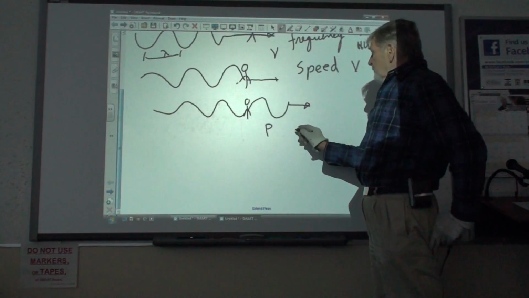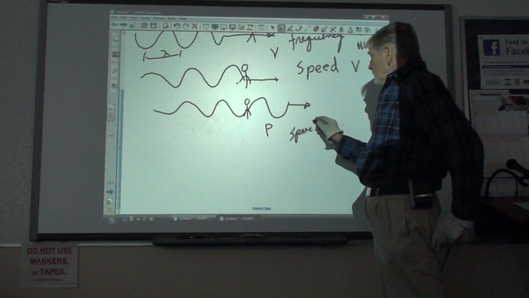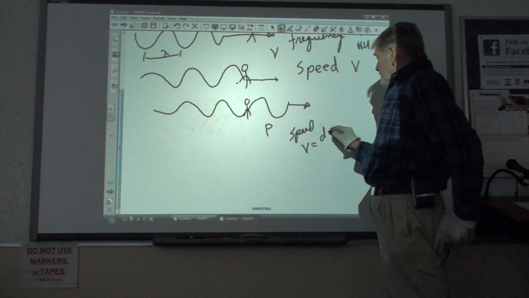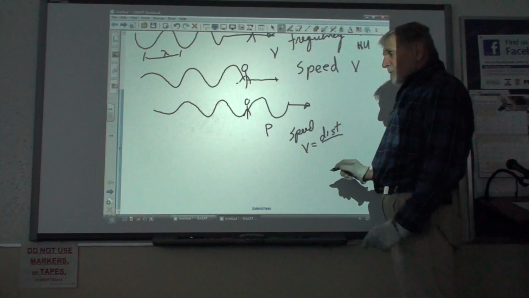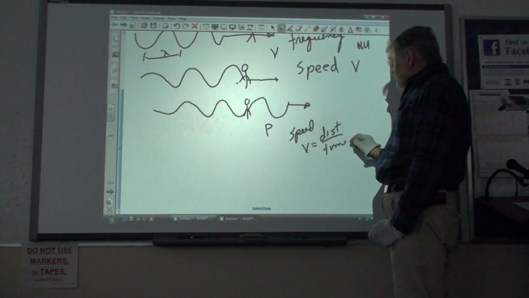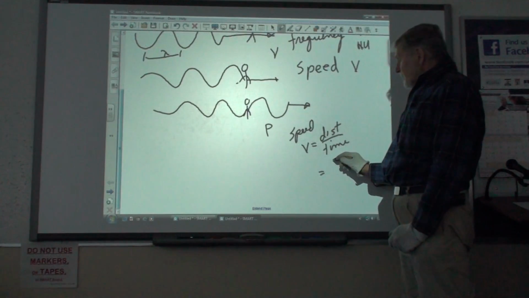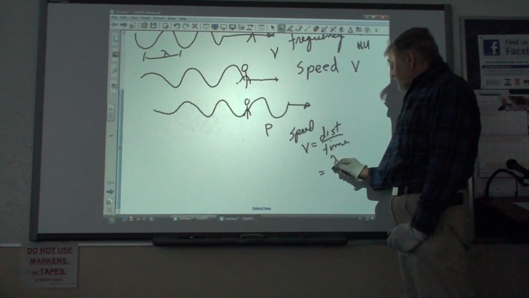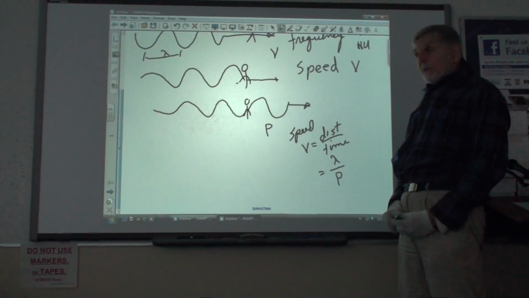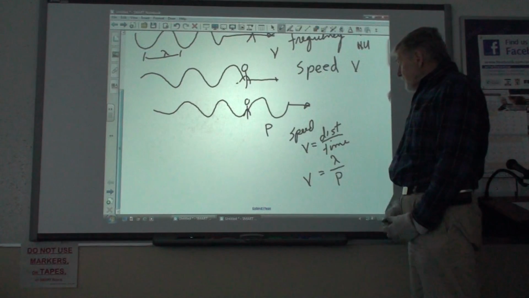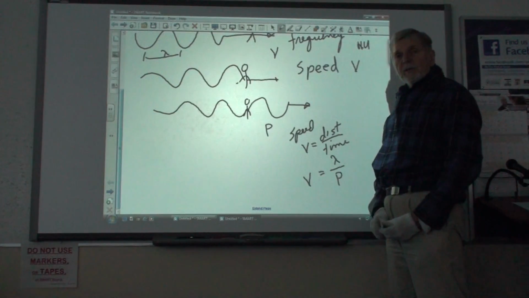Now it's easy for us to find the speed of the wave, which we designate by v, because it's always the distance that something travels divided by the time that it takes to travel it. In this case, the wave is traveling one wavelength in period P. So the velocity of the wave, the speed of the wave, is given by the wavelength over the period.